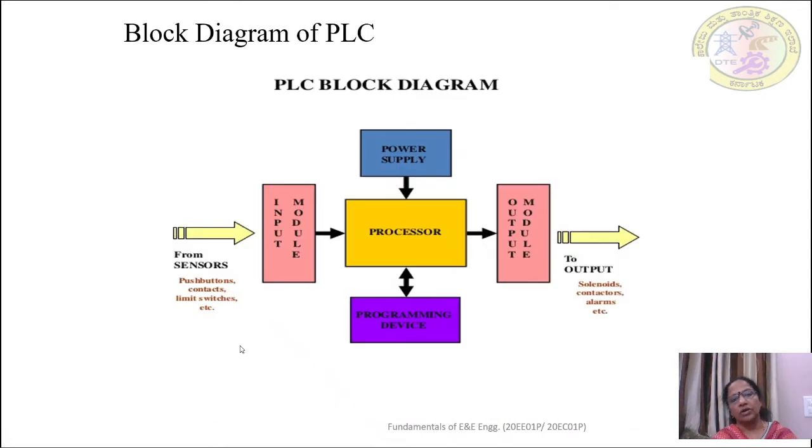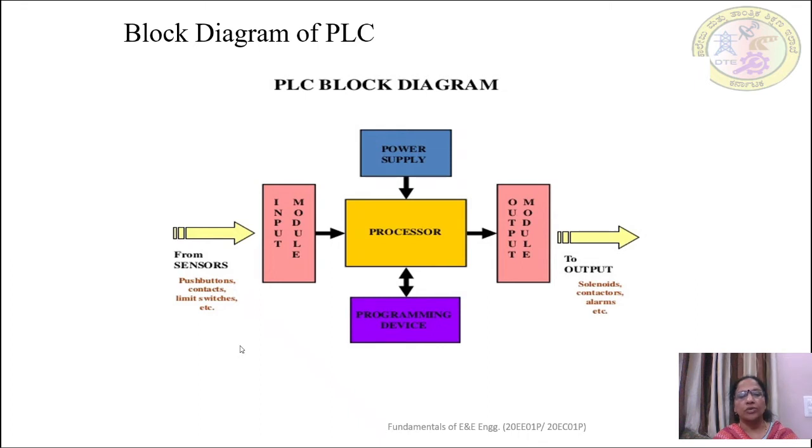Students, let's see the block diagram of PLC. Block diagram of programmable logic controller. So in the programmable logic controller, here you can see a processor is there. Then to this processor, an input module is there. Then the output module. Then it contains the programming device. Further, it also contains the power supply.